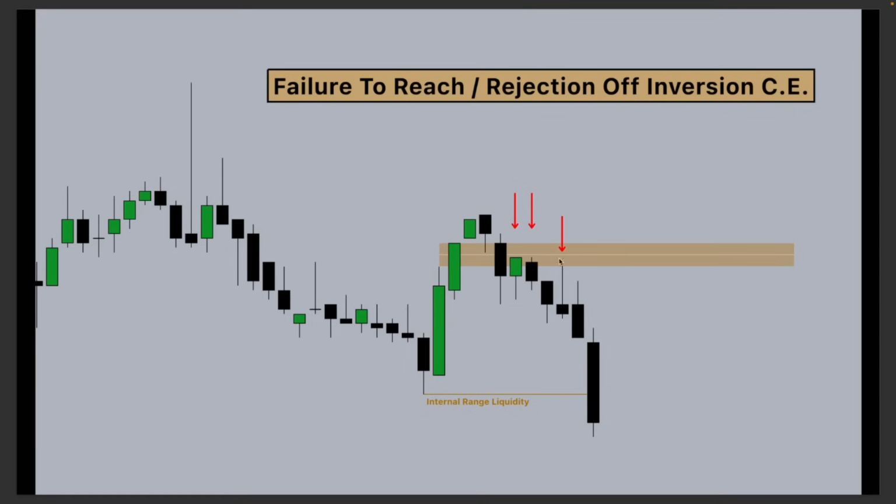Okay? It is permissible for wicks to come above that. It's permissible for wicks to touch the CE of the inversion fair value gap. But best case scenario, this is the algorithm telling us that price is heavy and it's going to want to seek sell side. One of my favorite signatures to see, and it's what I want to see after I enter with the inversion model. Okay?